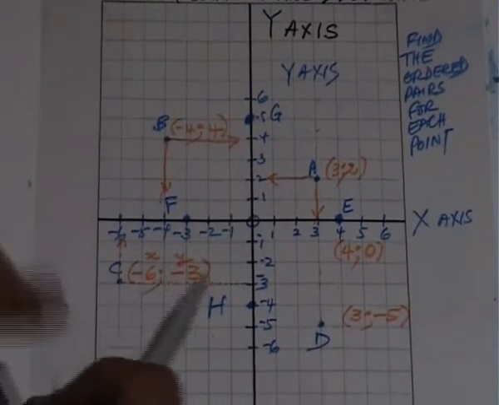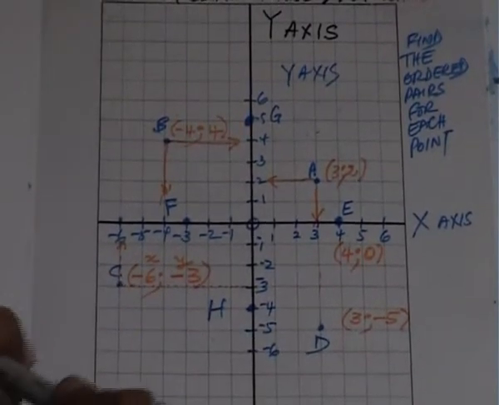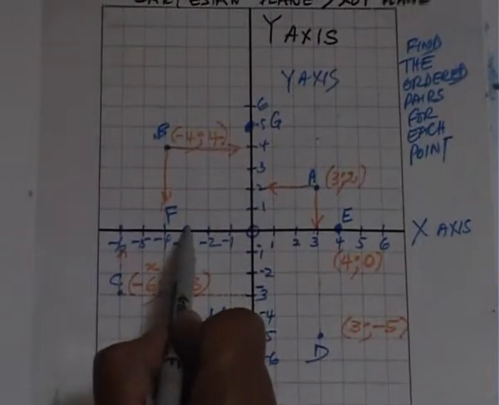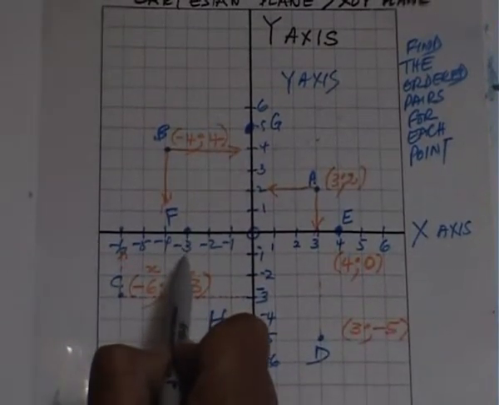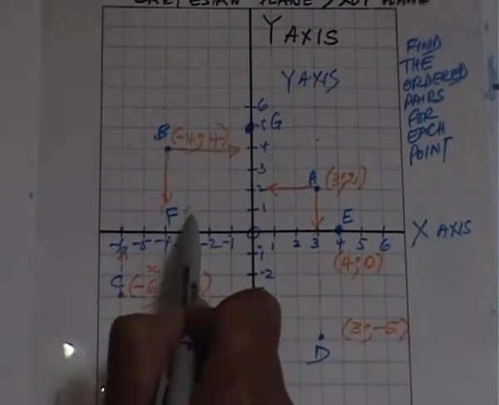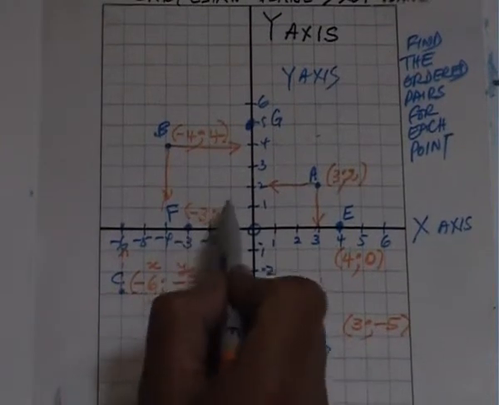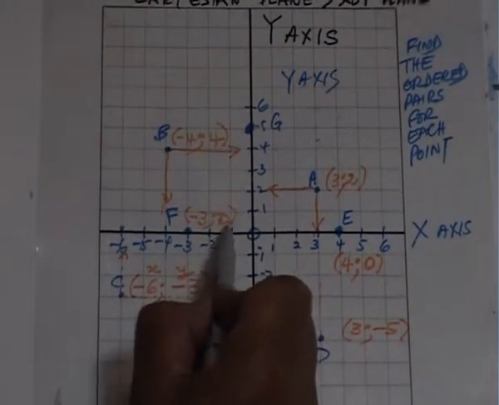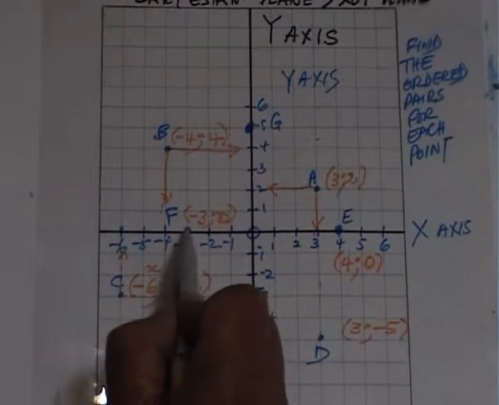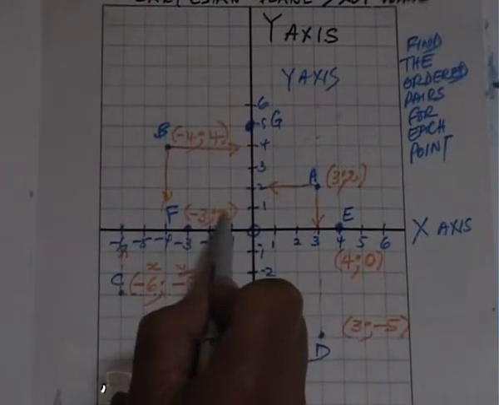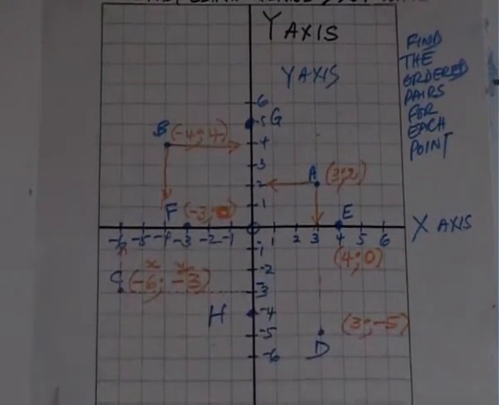Then let's look at F. Now if you look at F, F is here. And what is this? This is minus 3. So F is (minus 3, 0). I've got the minus 3 here and the 0 is there. So it's (minus 3, 0).